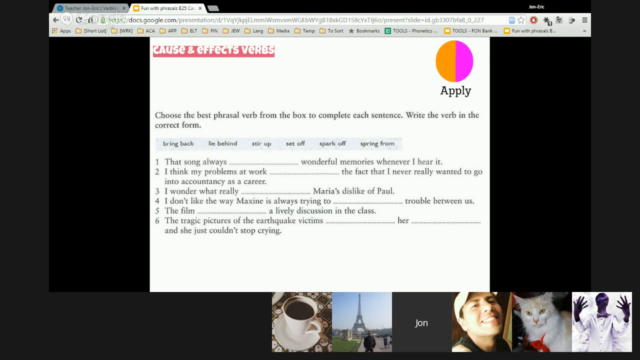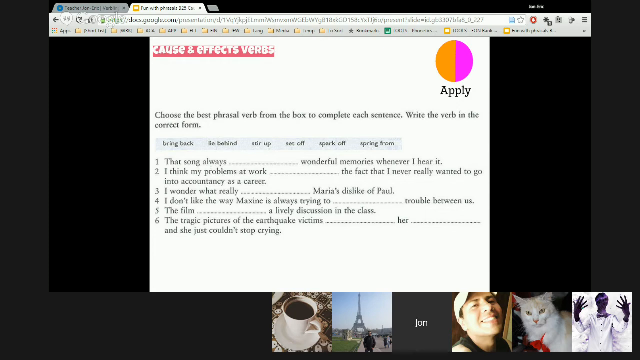Very good. Number 2, I think my problems at work blank the fact that I never really wanted to go into accountancy as a career. I wanted to be a lion tamer. I didn't want to be an accountant. Maybe lies behind. My problems at work lie behind the fact.